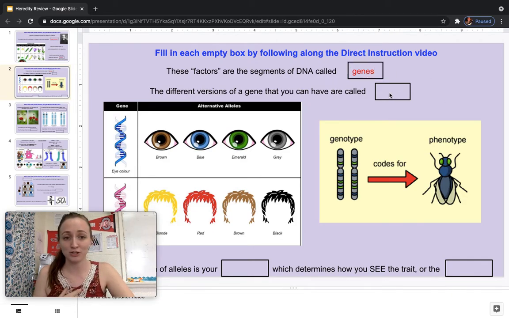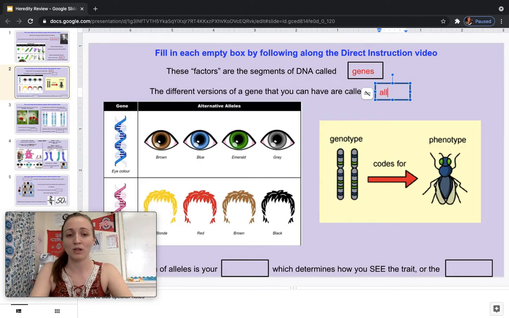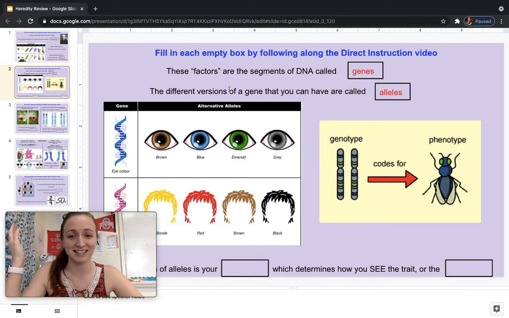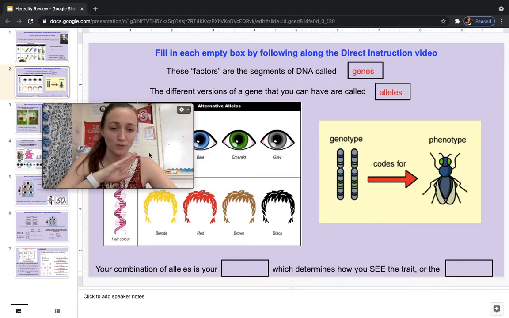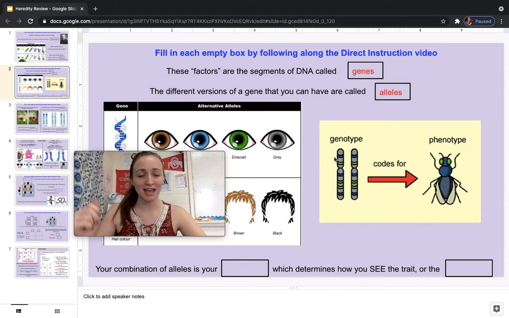And the different versions that those genes can be, that's what we call alleles, which I know is a word that we struggle with, right? So an allele, like I said, is just a different version of a gene. So you can have a gene for eye color. The different versions of eye color, we know this, you can have brown eyes, blue eyes, green eyes, gray eyes, those are all different versions of the same gene. Same thing with hair color. The gene is for hair color, but the different versions or alleles could be blonde, red, black, brown, all of these different versions or alleles.